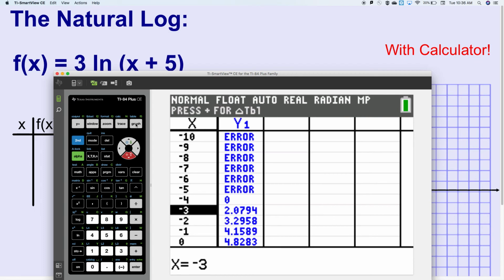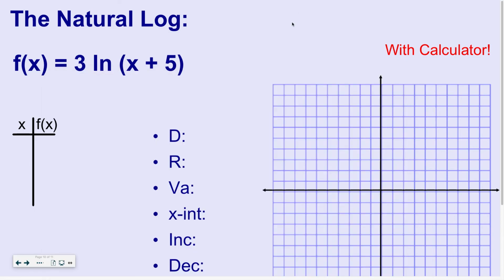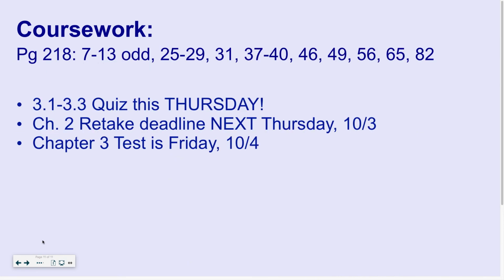Okay, so your homework assignment is on your Gold sheet. You're going to have a quiz this Thursday over 3.1 to 3.3. So really be thinking about as you do your homework, especially the graphs: can you graph it? Can you list characteristics about the graph? The Chapter 2 retake deadline is next Thursday, and the Chapter 3 test is happening next Friday. So all of a sudden, we're going to have another test.